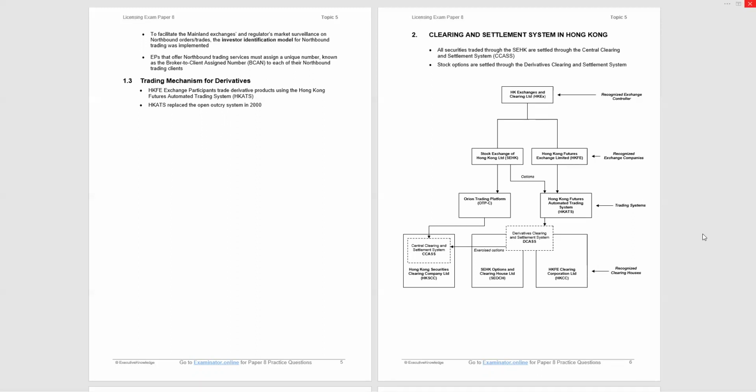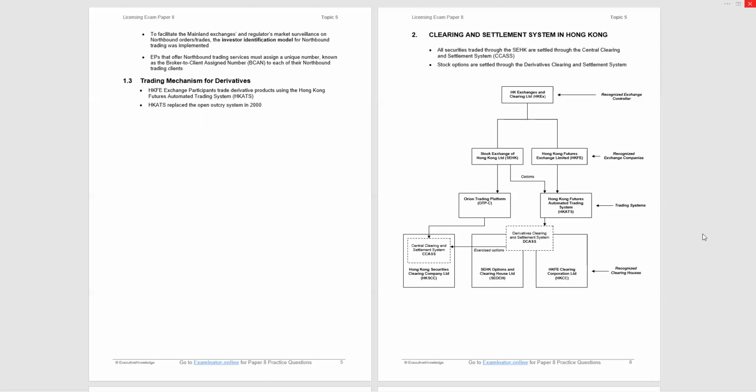So we now go on to the clearing and settlement system in Hong Kong. And I'm going to talk through this diagram on page 6. It's very important. The picture is worth 1,000 words. Now, at the top, we have the holding company, the listed company, Hong Kong Exchanges and Clearing Limited, and that's a recognized exchange controller. It owns 100% of all the entities below it. The stock exchange, the futures exchange. The stock exchange operates the Orion trading platform.